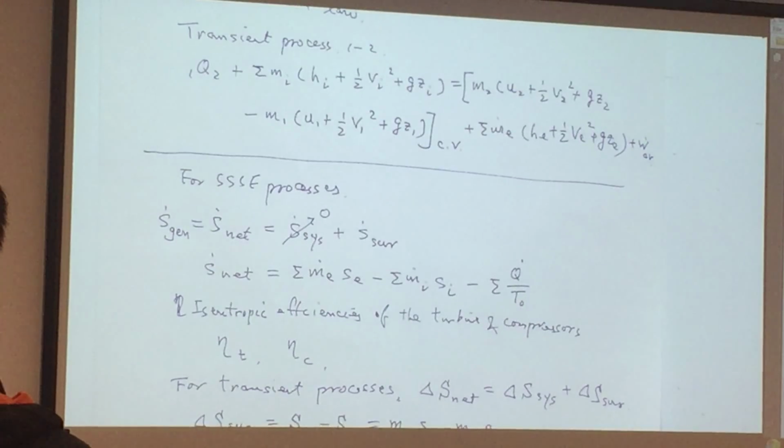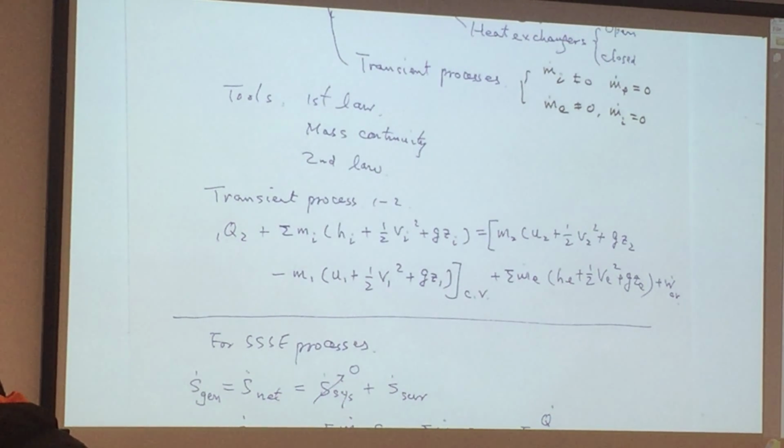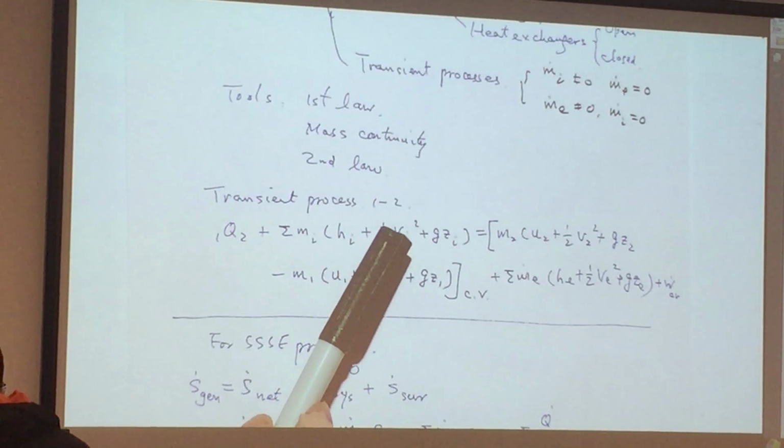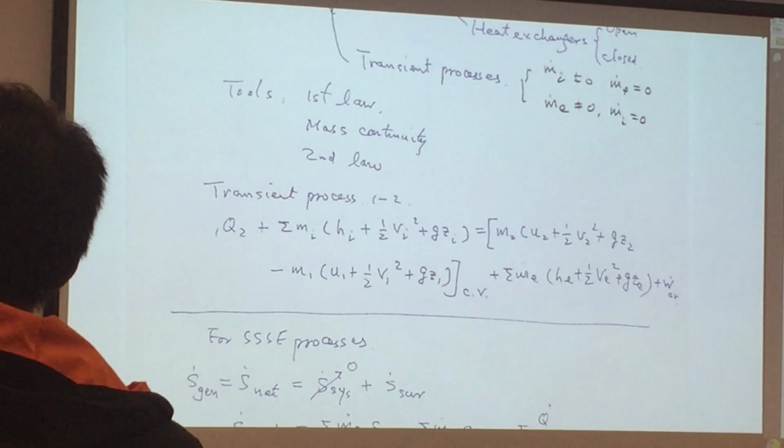we just come back to the transient process. Maybe the transient process first. If the process is from state 1 to state 2, that's the comprehensive energy equation.